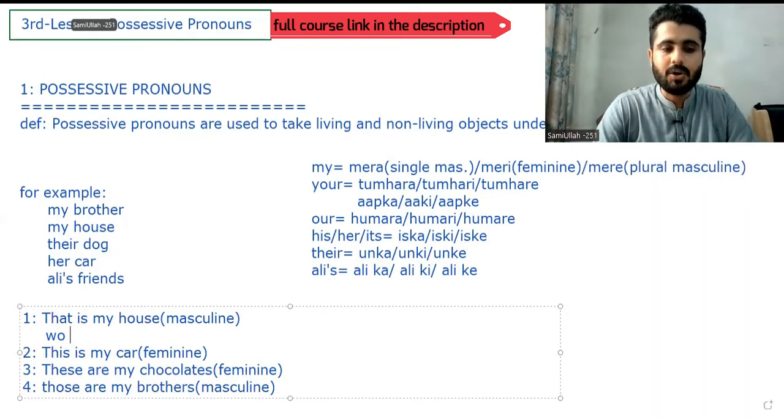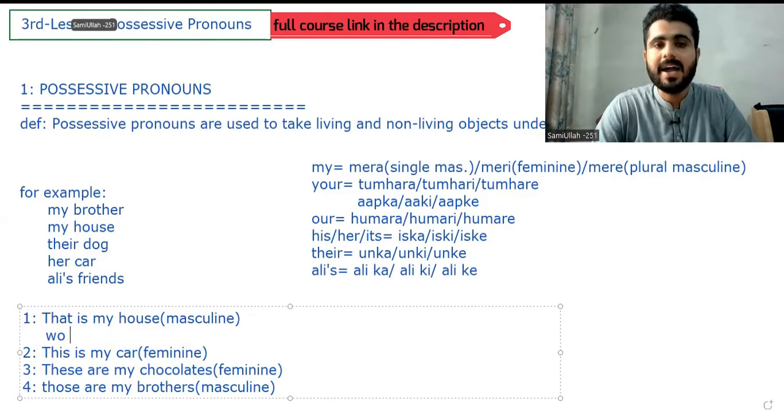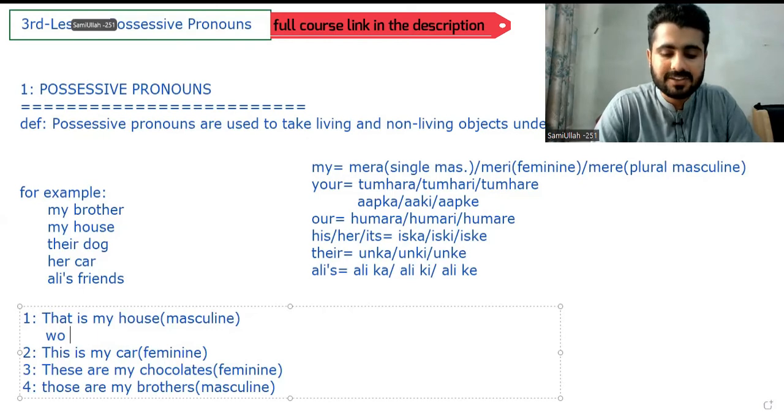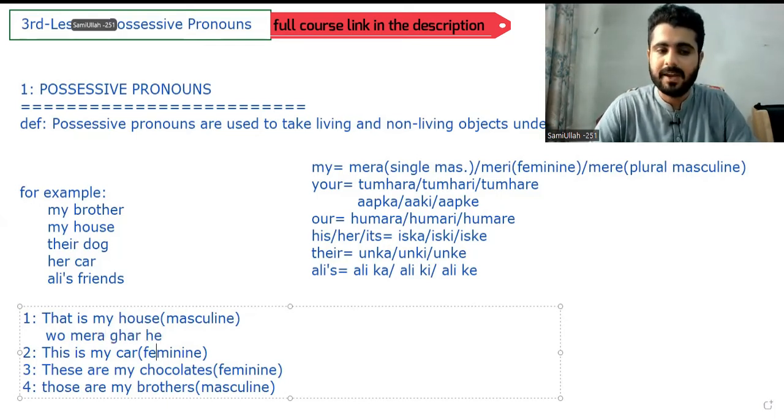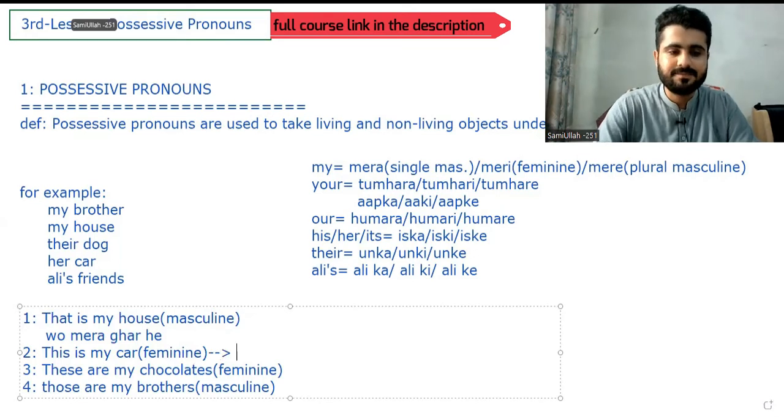So my means, okay, now my has three versions: mera, meri, mere. You have to look at the object. My house. House is the object here. Now house is taken as masculine, single masculine. So for single masculine, we have mera. The word mera for my, because house is a single masculine. Mera house means ghar, is means hai. वो मेरा घर है.